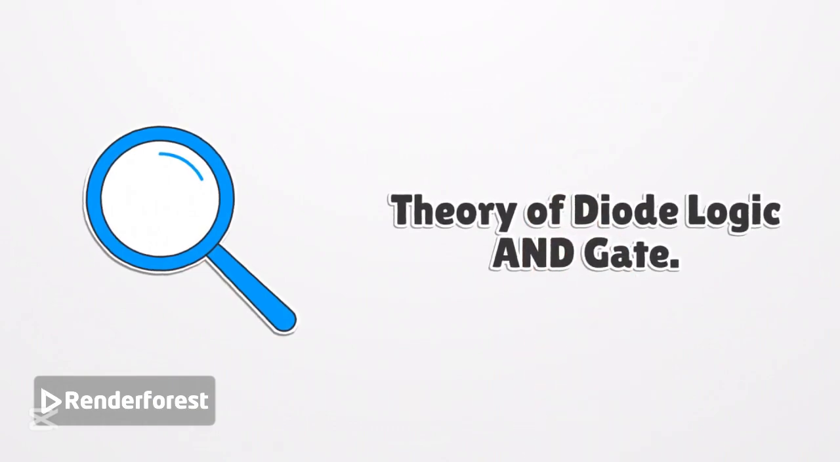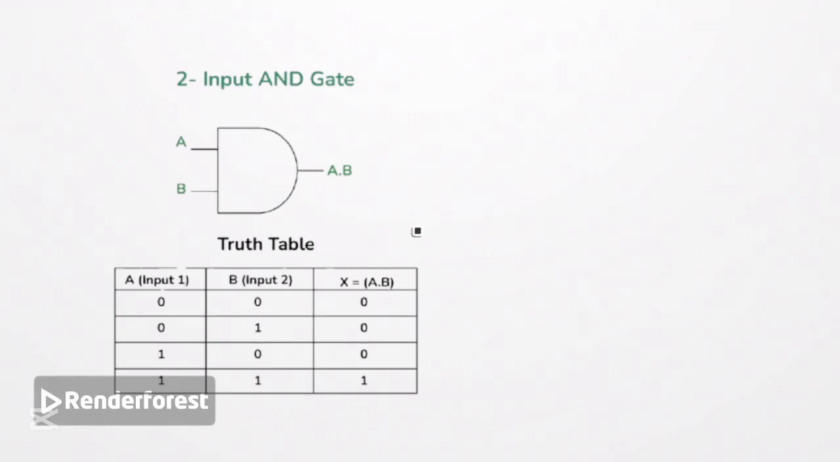Let's learn the theory of diode logic AND gate. We need to produce a circuit using diodes that obey the gate truth table. Our main components would be resistors, used to regulate current, an LED, used to present output, and the diodes, which are put in reverse bias to produce an AND gate.